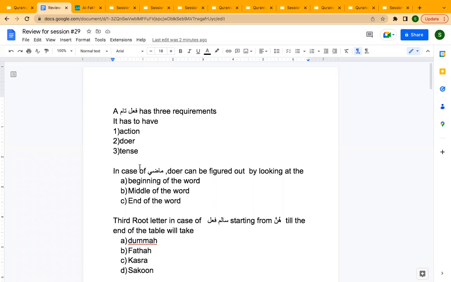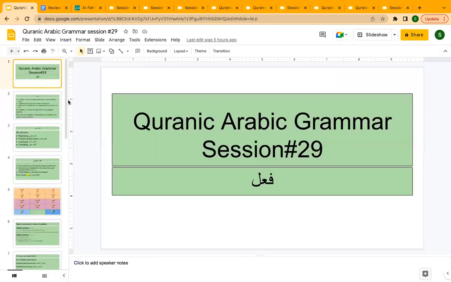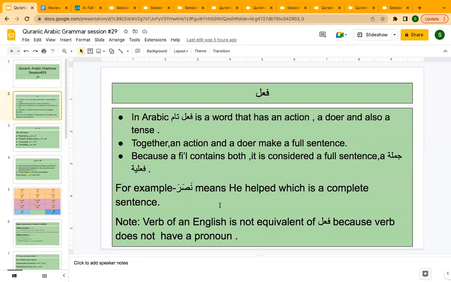So if you have that in mind, inshallah, things will be very easy for you. Every fail, if it is tam, if it is a complete fail, is by itself a whole, complete sentence. You do not need any more information. So based on this information, can we say that a verb is an equivalent of a fail? Can we ever say that verb and fail are equivalent of each other?